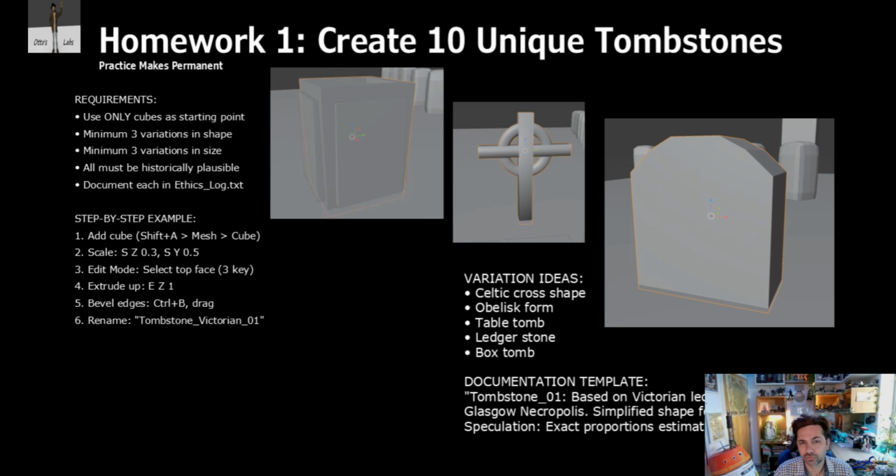Your first homework, if you choose to do this, and I advise you try this out, is to create 10 unique tombstones. Start with a cube, various shapes and sizes, try a Celtic cross or an obelisk, a table tomb. Keep them historically plausible, and document each in your ethics log. The more you practice, the faster this will get.